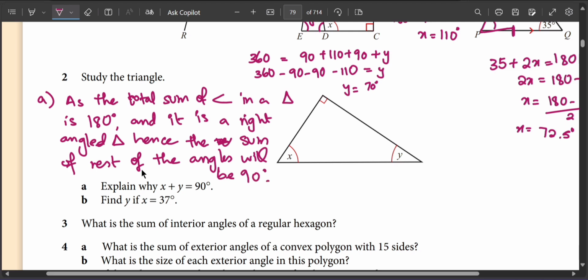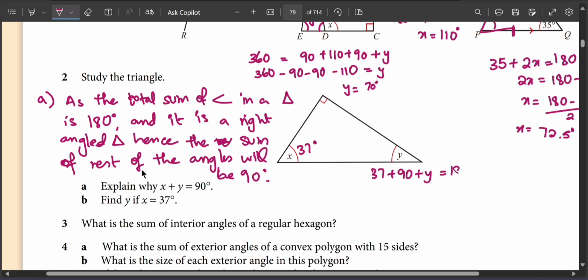Find y if x is equal to 37. So now they're saying if this is 37, we need to find y, which is very simple. We know that 37 plus 90 plus y is supposed to be 180, so y is equal to 180 minus 127, and this way we will get the final value as y is equal to 53.